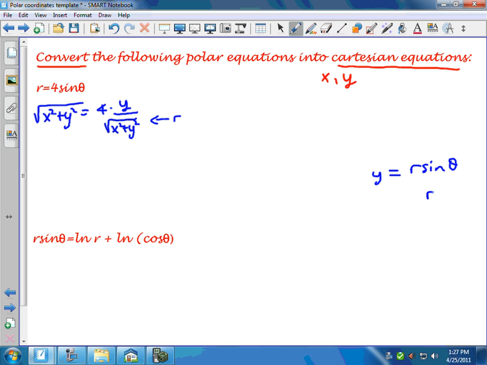So first we needed sine theta. Sine theta was the same as y over r. So I tried to put it back here, but for the bottom I didn't want to keep the r. Remember, we're trying to convert things into Cartesian coordinates. Then we have this. And you could leave it like this, but typically you would multiply both sides by the denominator, and you lose the radical, right?